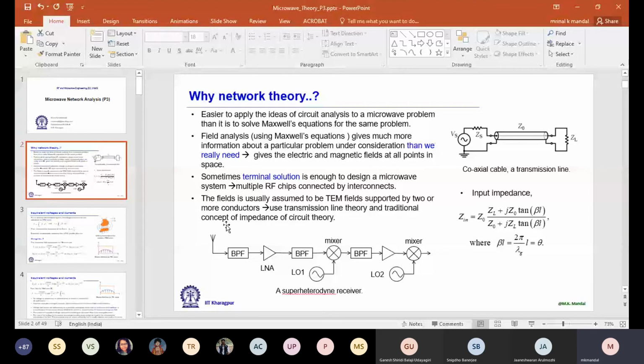Now, when we go for microwave system development, then you see, we always don't need electric field, magnetic field distribution inside the component.